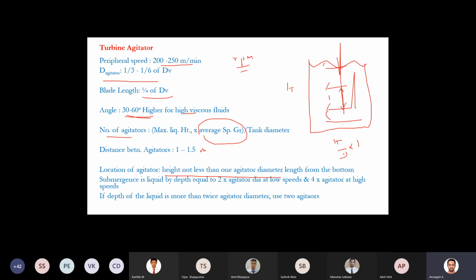So that I think it's not like that. It is 1 by 3. Okay, generally it should be 1 by 3. Okay, that is the location of agitator, that standard. So otherwise you can place it.